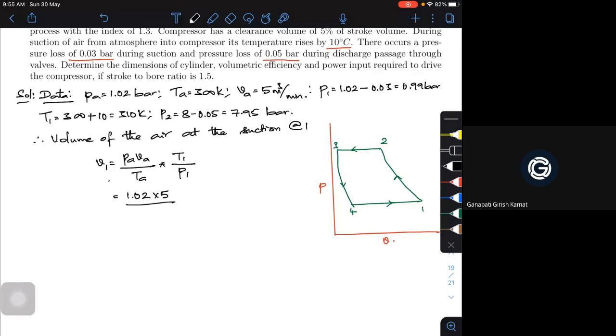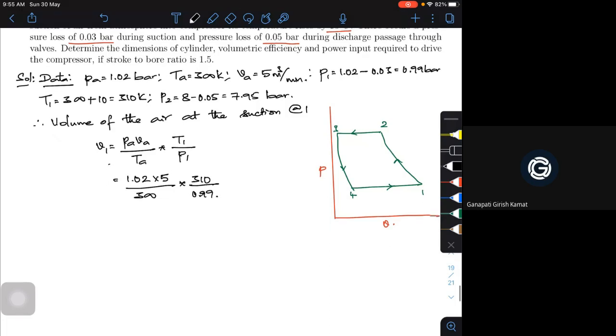Divided by TA, which is 300 Kelvin, into T1, which is 310, divided by P1, which is 0.99 bar. 1.02 is also in bar, and so is 0.99, so the 10 to the power 5 in the numerator and denominator cancels. So V1 will be 5.32 meter cube per minute.